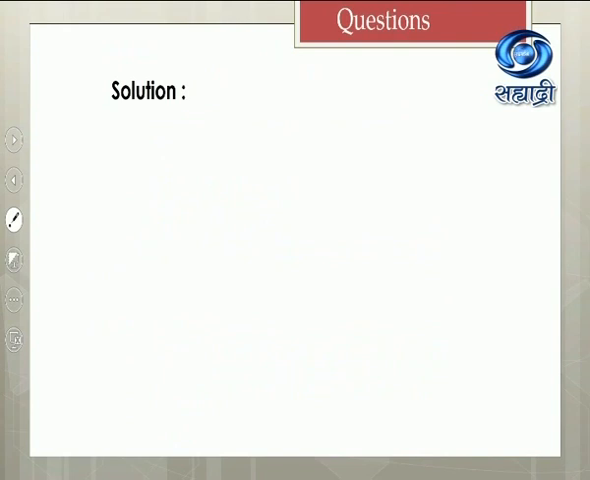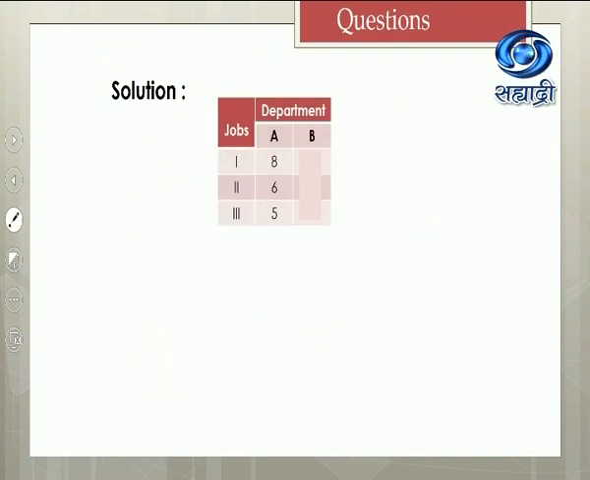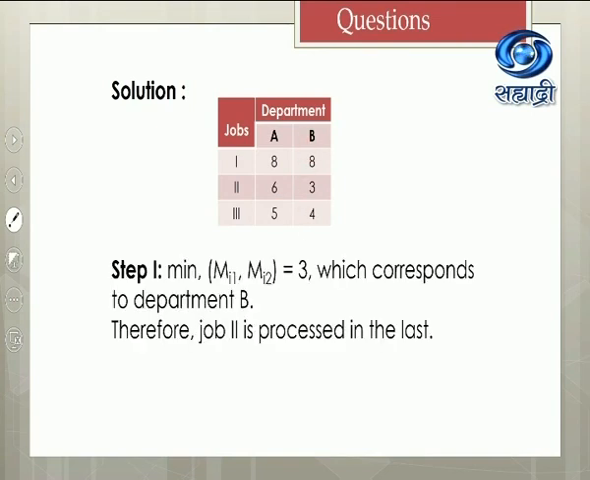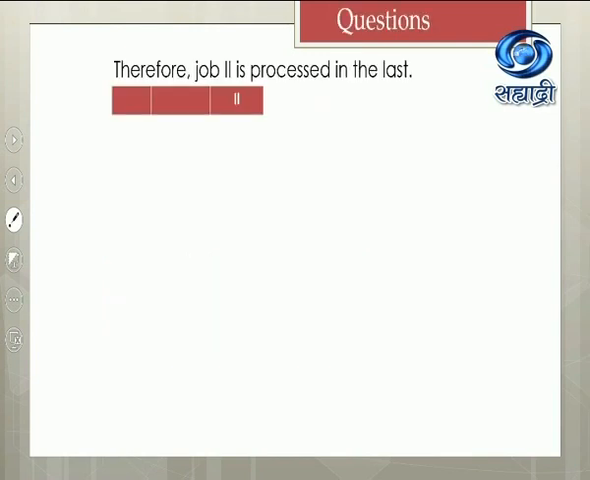So again, first of all, we have to find the minimum. So this was the table given to you. You can just write it, or you can write it in the same manner as given in the question. Now as you can see, the minimum over here is 5 and minimum over here is 3. So minimum is 3 from the total, both the departments. So obviously it is in job 2, but it is in department B. So you will start writing from the right hand side. So this way you will get 2 over here.